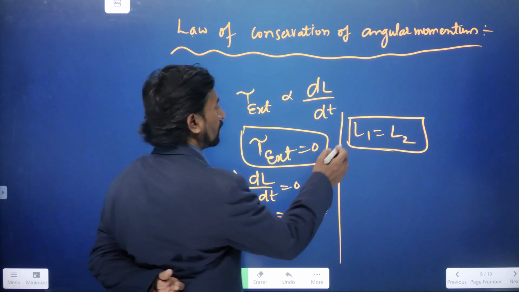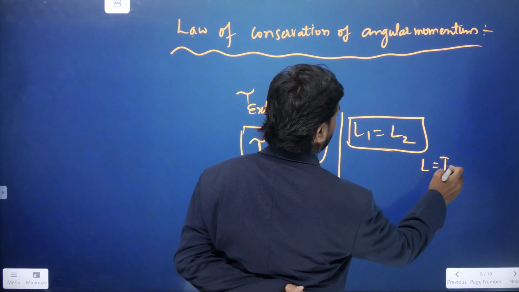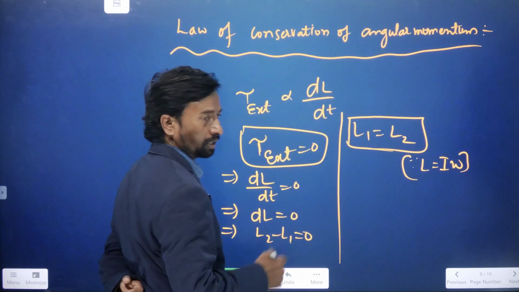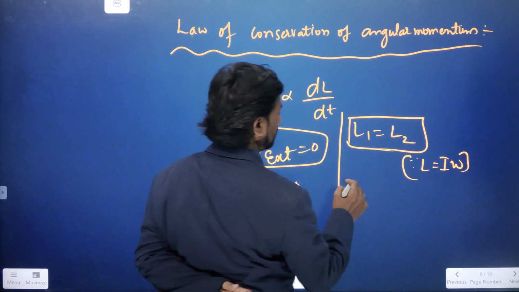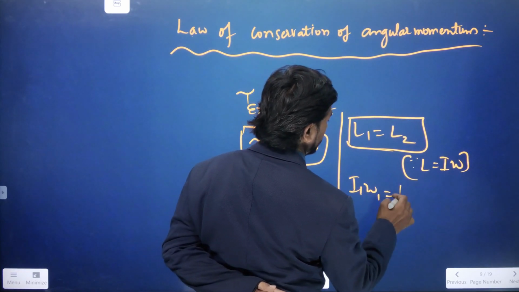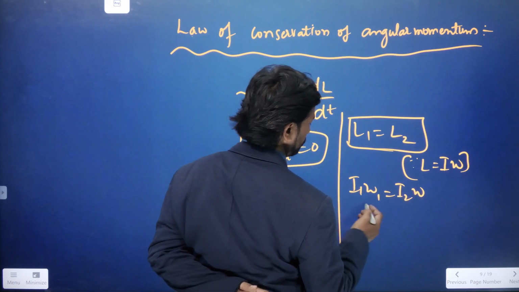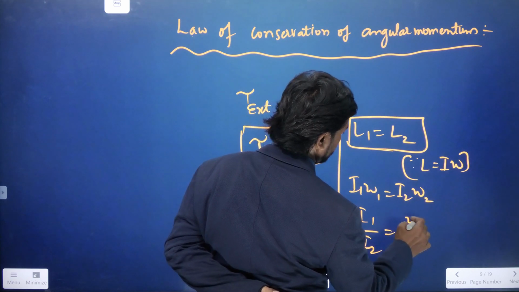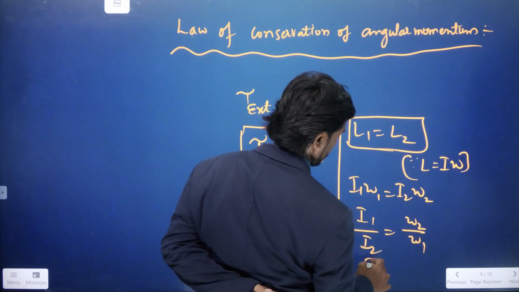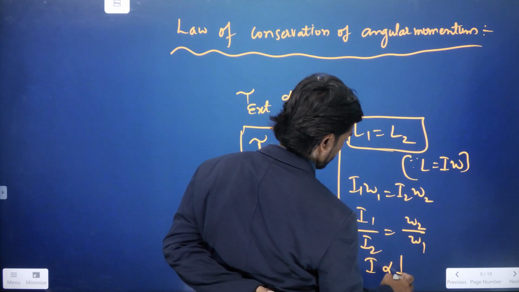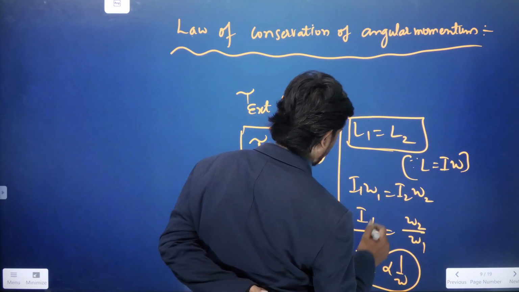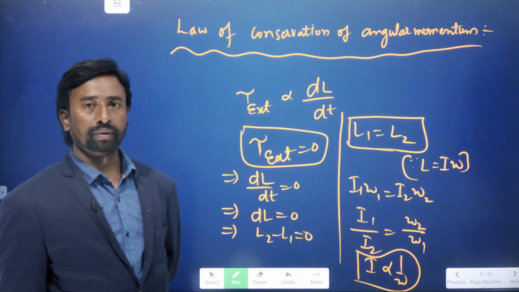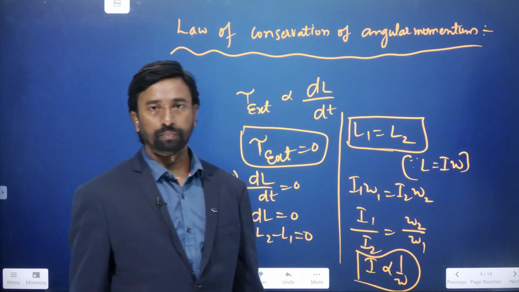We have the relation for angular momentum, I into omega, the relation between angular momentum and the moment of inertia we have seen. So we can write I1 omega 1 is equal to I2 omega 2. From this, I1 by I2 is equal to omega 2 by omega 1. That means the moment of inertia is inversely proportional to the angular speed.